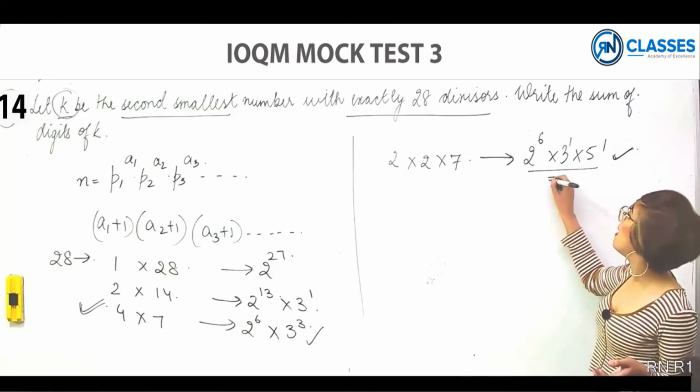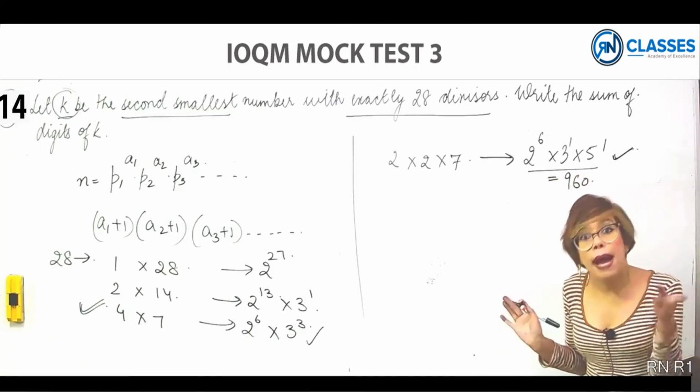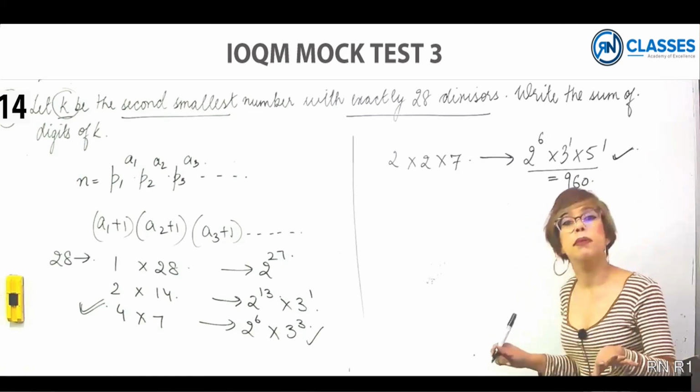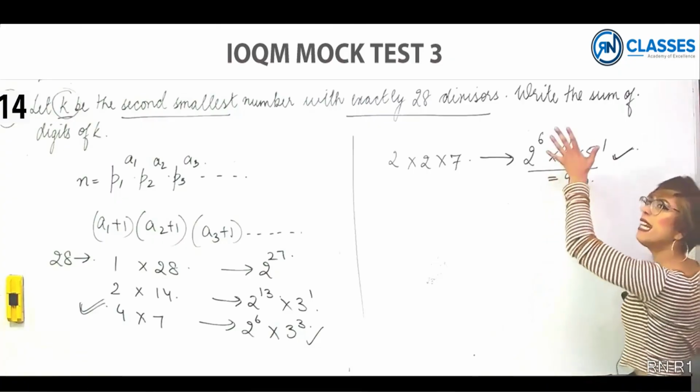And this turns out to be 960. But my question is not about the smallest number. My question is about the second smallest number. Right? Second smallest, that means I need to increase it slightly.